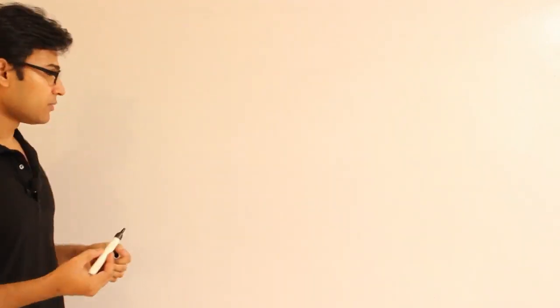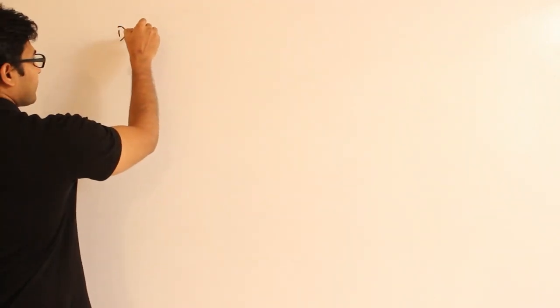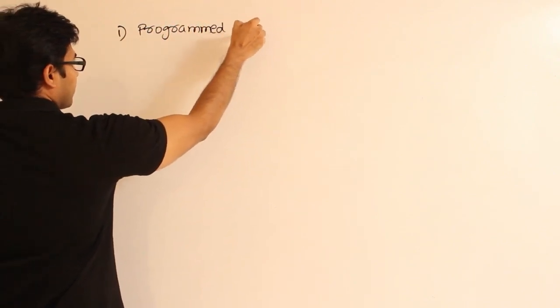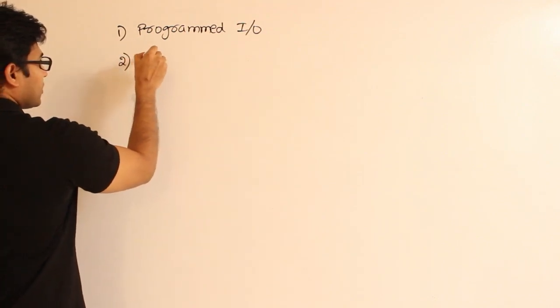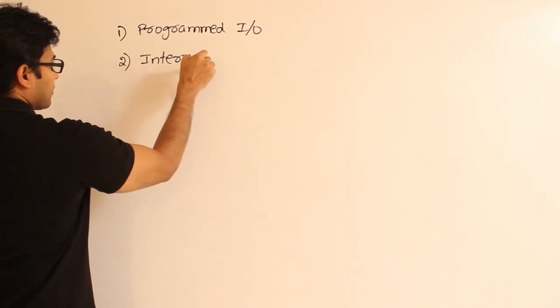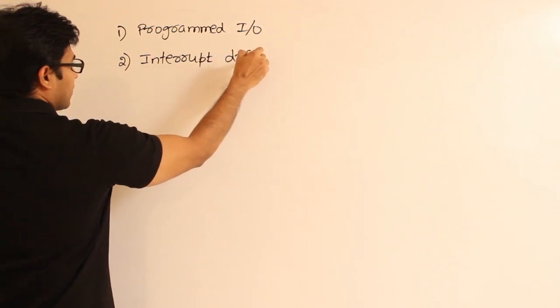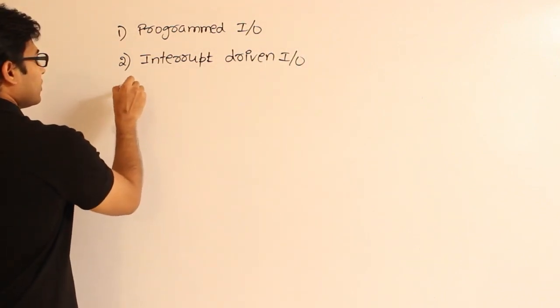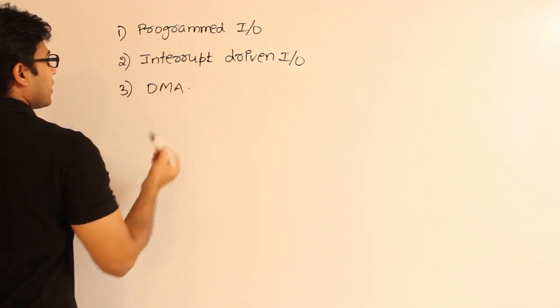Earlier, while I was discussing the design of a simple computer, I discussed this, but now I'll tell you a few points again, and then we can get into the details. There are three ways we can perform I/O. The first one is programmed I/O, the second one is interrupt driven I/O or interrupt initiated I/O, and the third one is DMA.